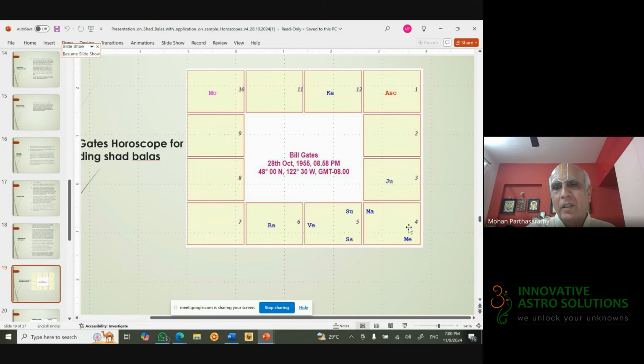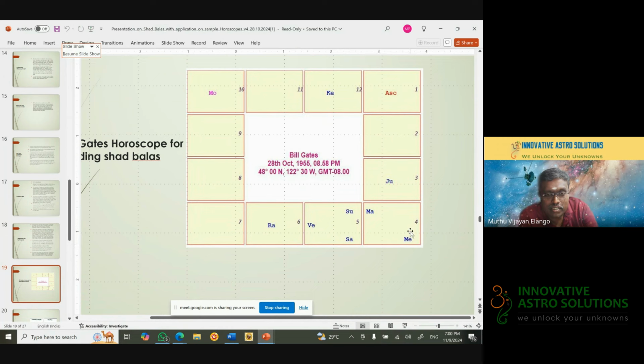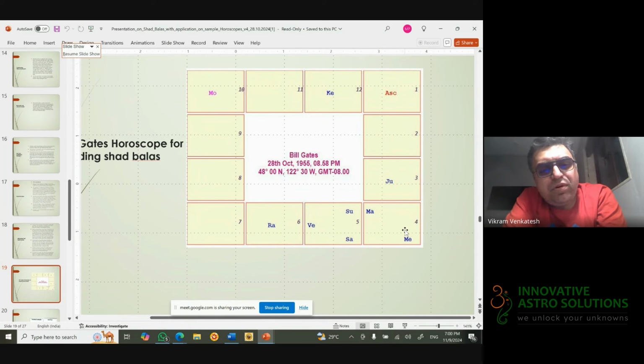Mars is in the Mercury house, which is an enemy. Correct. So here the sthanabala of Mars is not great because it is in the enemy house. Even the directional strength is not great because it is in the 4th house. Mars gets highest Digbala in the 10th house, actually. Correct. And it's exactly the opposite for Moon.